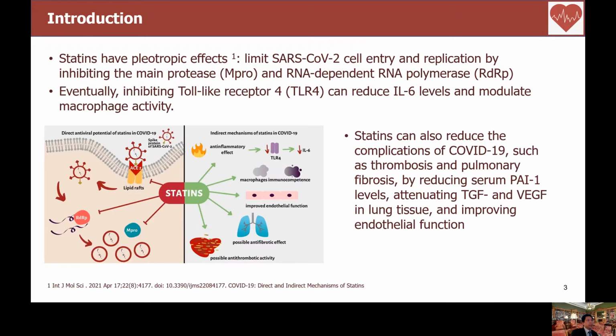So some very brief introduction for the effects of statins. We all know that in addition to lowering cholesterol levels, statins have now been shown to have pleiotropic effects. So specific to COVID-19, it's been shown in basic science studies to limit the entry of the SARS-CoV-2 virus and also its replication through the inhibition of the main protease and also the RNA-dependent RNA polymerase. And eventually, the cascade of effects lead to inhibition of the toll-like receptor 4 and thereby reduction in the interleukin-6 levels, which together would modulate macrophage activity.